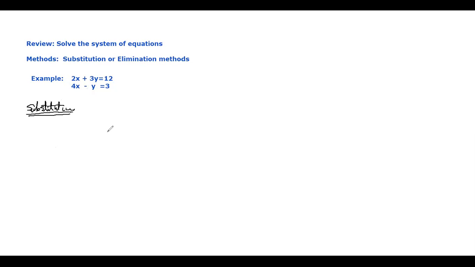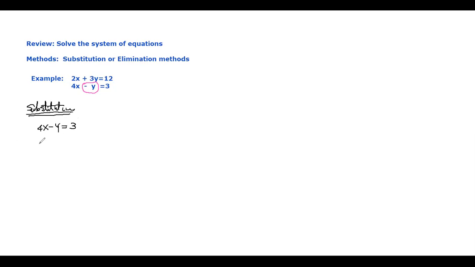You want to avoid fractions and decimals, so you want to find a variable that's just by itself. So in here you see this one, this is a good candidate, right? So I can use this. So you will say this is 4x minus y equals 3, right?